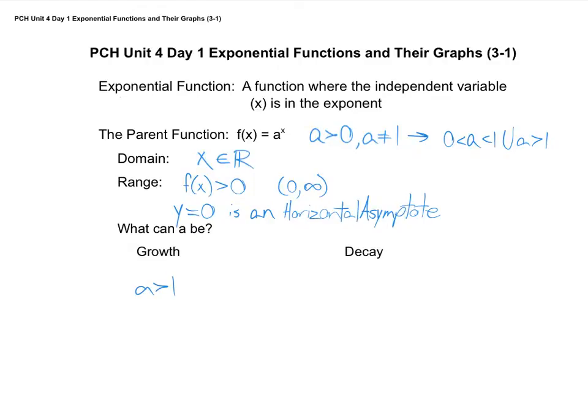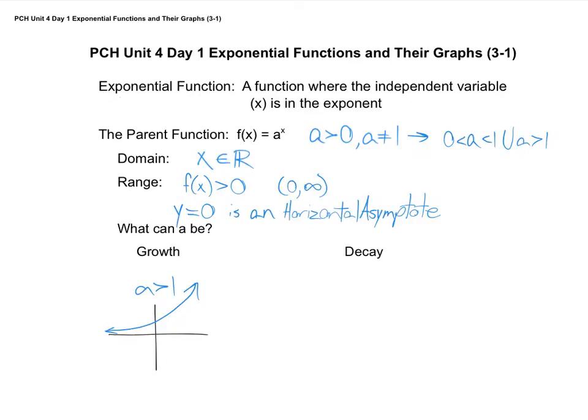If we were to graph something where a is greater than 1, then it's going to look something like this. It's going to be growing as x increases. We could also call that an increasing function. It's increasing over all real numbers.